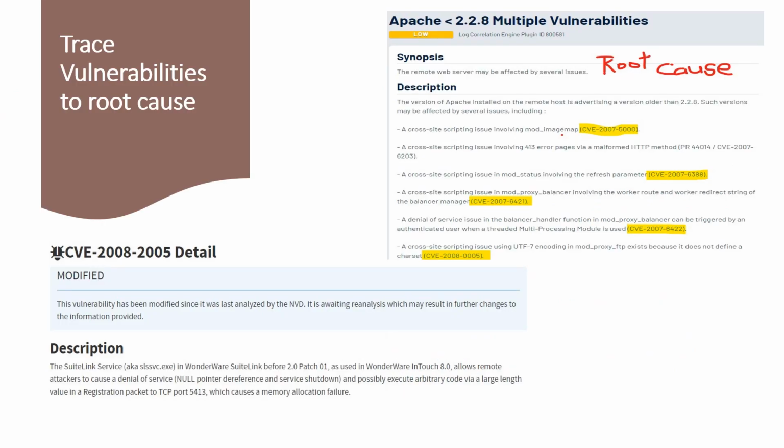Trace vulnerability and root cause. The root cause that I took into consideration is CVE-2008-2005. In detail, this vulnerability has been modified since it was last analyzed by the NVD. It is awaiting reanalysis, which may result in further changes to the information provided because it's continually being upgraded.